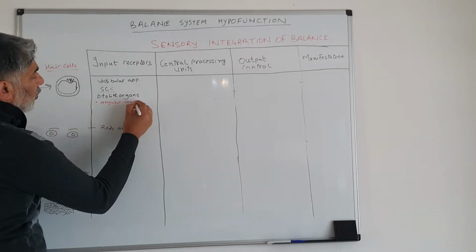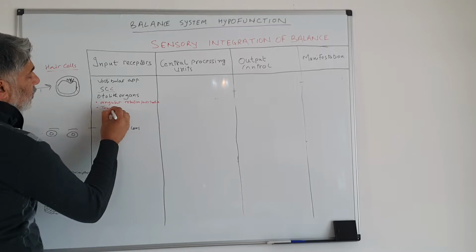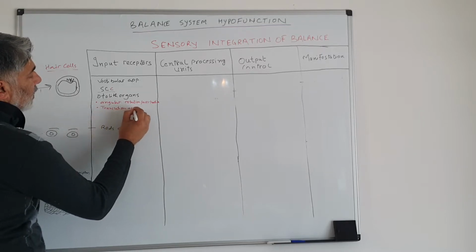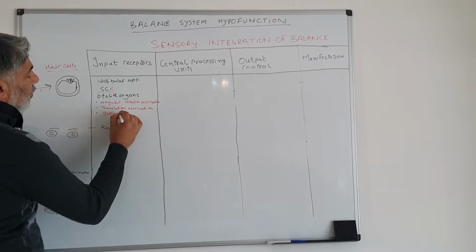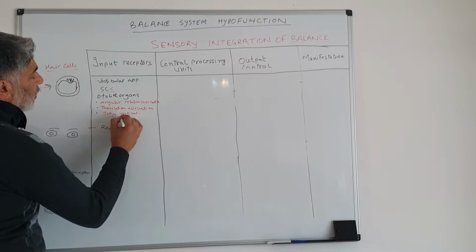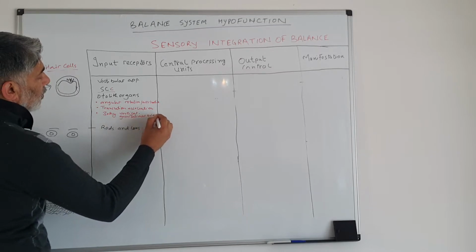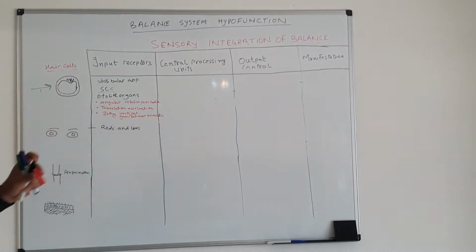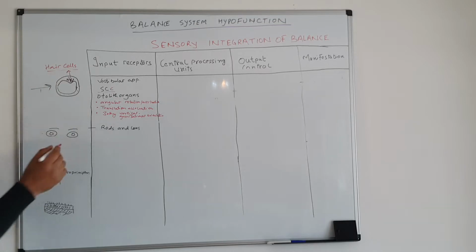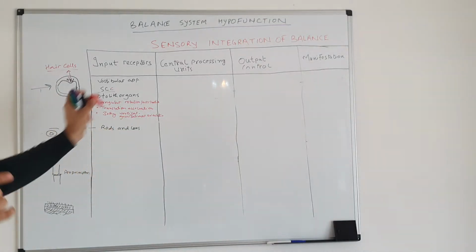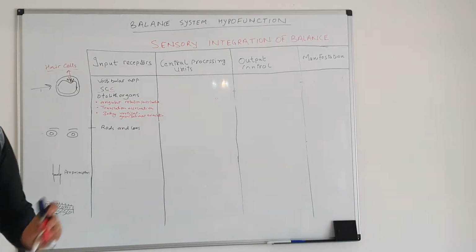So their main functions are: number one, angular rotation or acceleration; translation acceleration; and body vertical or gravitational orientation. These are the main three functions of these apparatuses. These are the receptors, hair cells. Deflection of these hair cells provides input to your central processing unit via the 8th cranial nerve, that the head is moved in whichever direction.